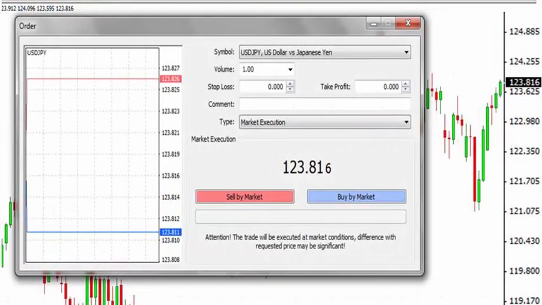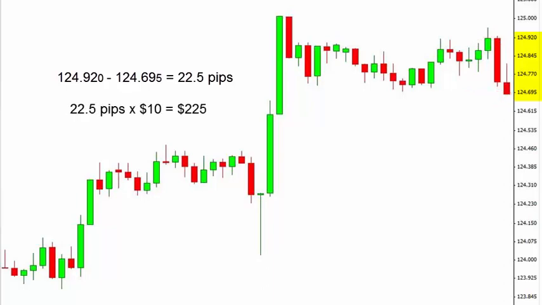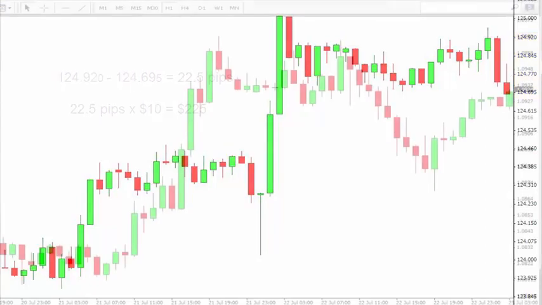And if you trade any of the yen pairs, fractional pip pricing is quoted to the third decimal place. Therefore, trading the US dollar against the Japanese yen, for example, when price moves from 124.920 to 124.695, there is a decrease of 22.5 pips. And if every pip is worth $10, then you have made $225 on this trade, because the last digit of the quote now represents only half the value of a full pip, which is $5.